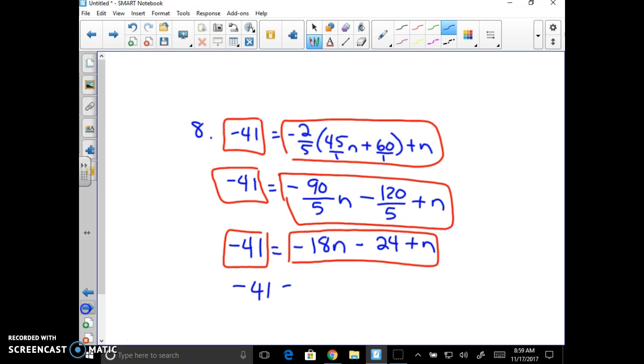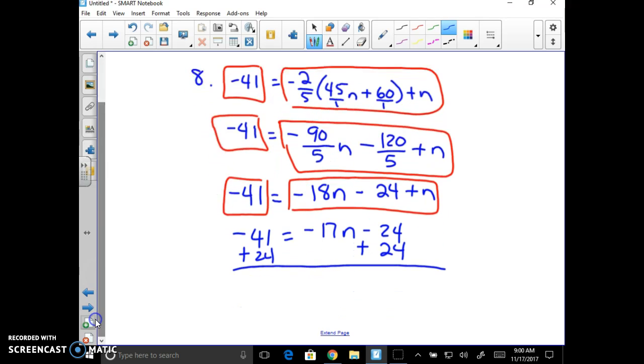Negative 41 equals negative 18n plus n is negative 17n minus 24. Let's start solving for the variable. Well, I'm running out of room here. Okay, so negative 41 plus 24 is negative 17 equals negative 17n divided by negative 17. N equals negative 1.